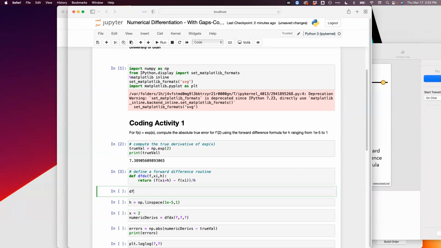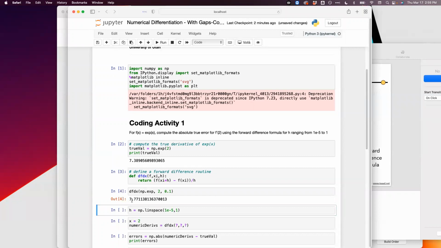I can say df by dx of my function, which is the exponential function, at point 2 and with a spacing 0.1. That gives me 7.77. If I keep cutting the spacing, it's gonna get closer and closer to 7.39, 7.3894, right? If you keep cutting it, it's infinitesimally small, right? That's just the definition of the derivative.